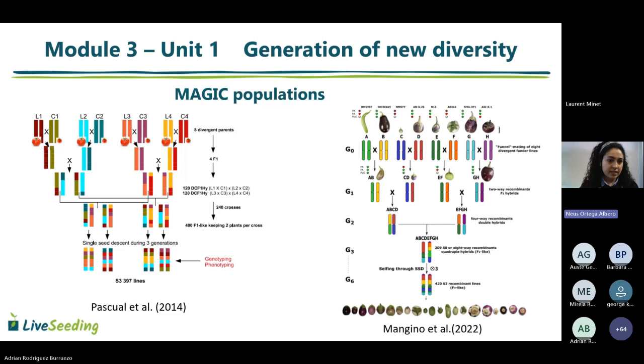So in the example, we see the creation of one tomato MAGIC population with 8 parental lines, and also the creation of an eggplant MAGIC population also with 8 parental lines. We can see in the eggplant population that the diversity encompassed by the parental lines is very big. So the resultant descendants will gather all this wide range of phenotypic diversity.